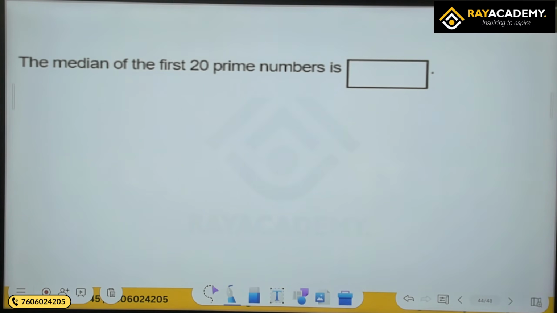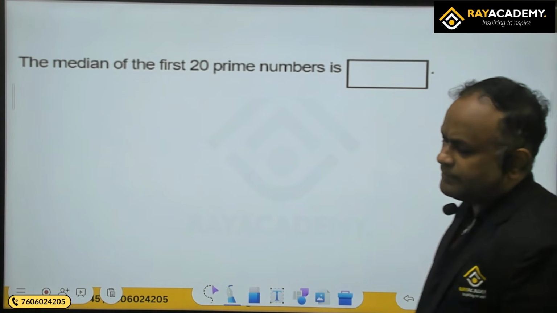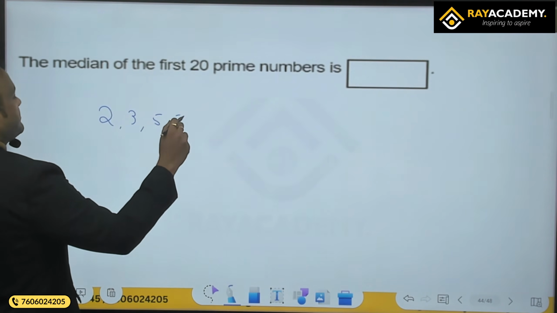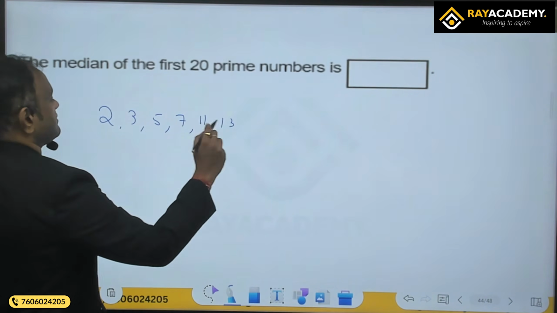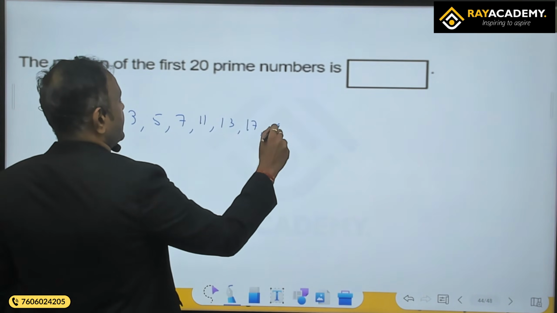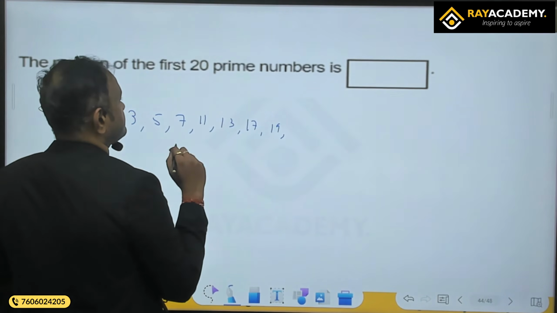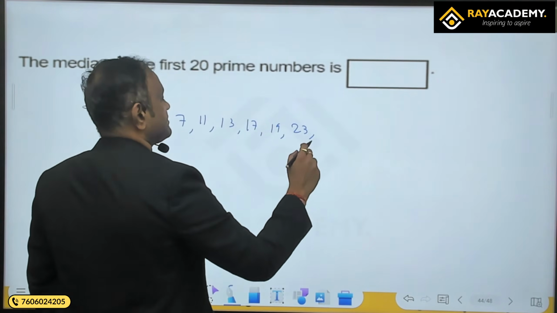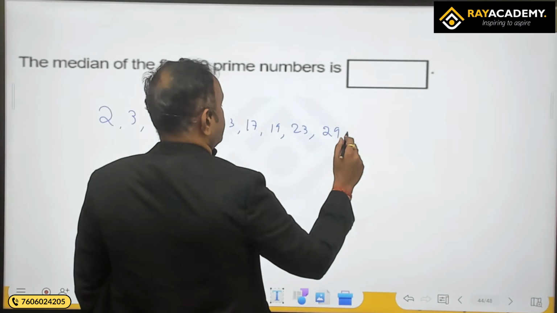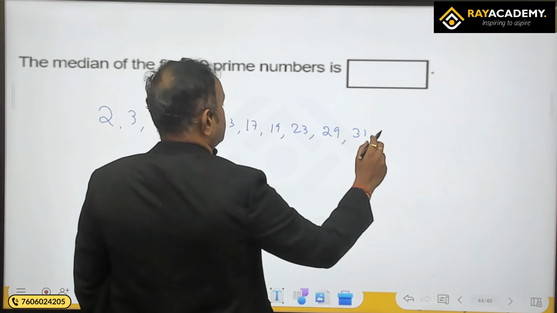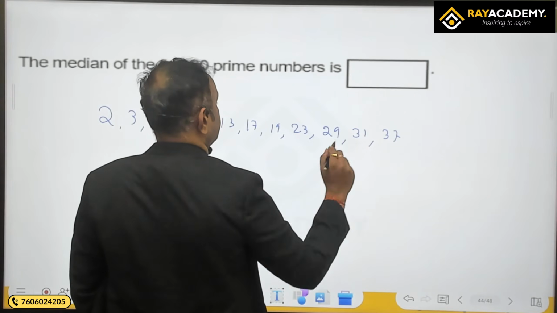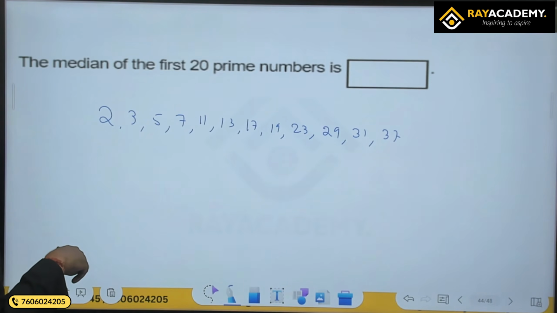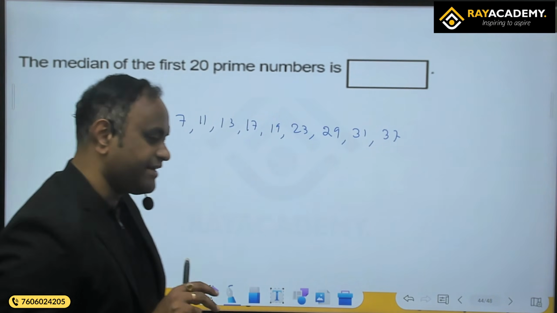The median of the first 20 prime numbers, this is nothing. You just have to write all the prime numbers: 2, 3, 5, 7, 11, 13, 17, 19, 23, 29, 31, 37, and so on. You have to write 20 of them and find the middle number. I am not writing all the numbers, you can do it by yourself.